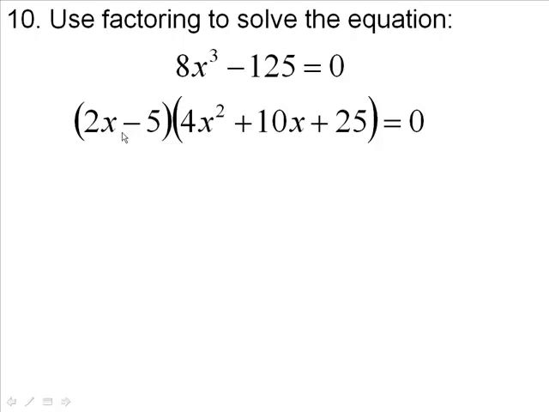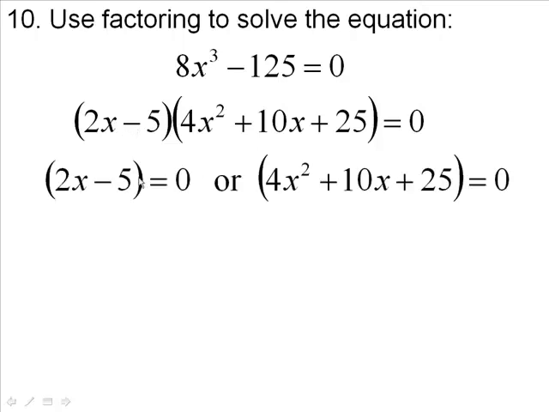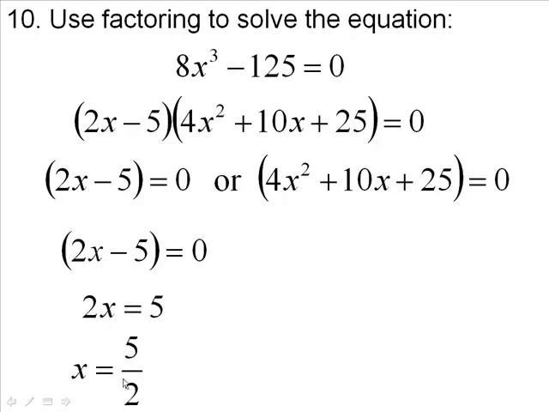Now, the zero factor property says to let this be 0, or this be 0. If this is 0, then 2x is going to be 5, and x is 5 halves. Okay? Dividing by 2, we're going to get 5 halves down here.